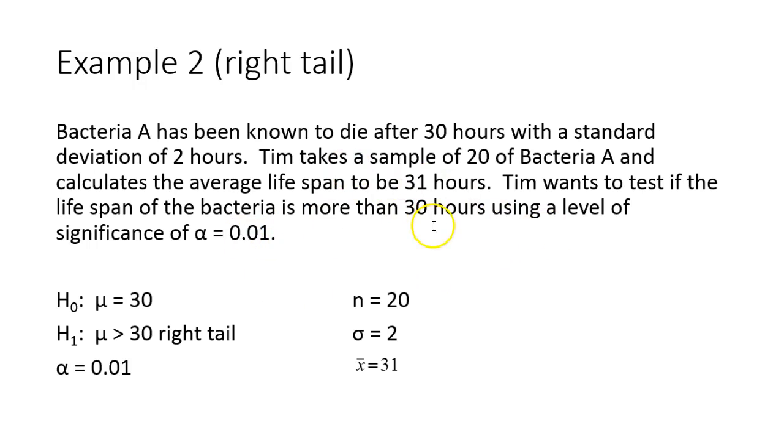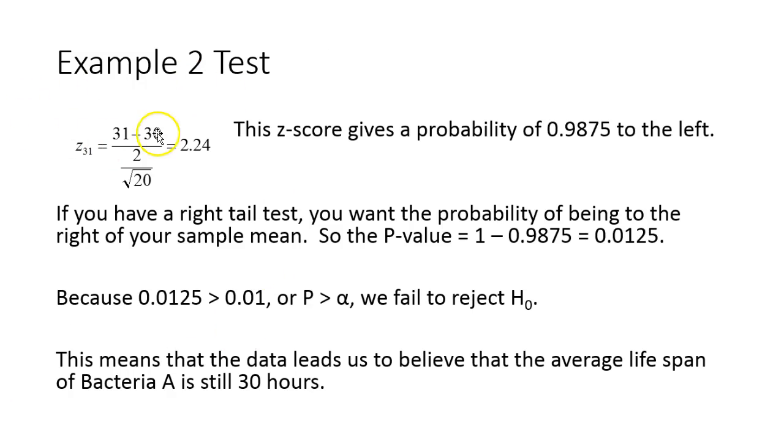So since it wants to be more than 30, that's going to be a right tail test, and here's our alternate hypothesis, and here's all the other information we got from there. Plugging this in and doing our z-score, we get 2.24, which if we look 2.24 up in the z-score table, we get a probability of 0.9875, but that's to the left.